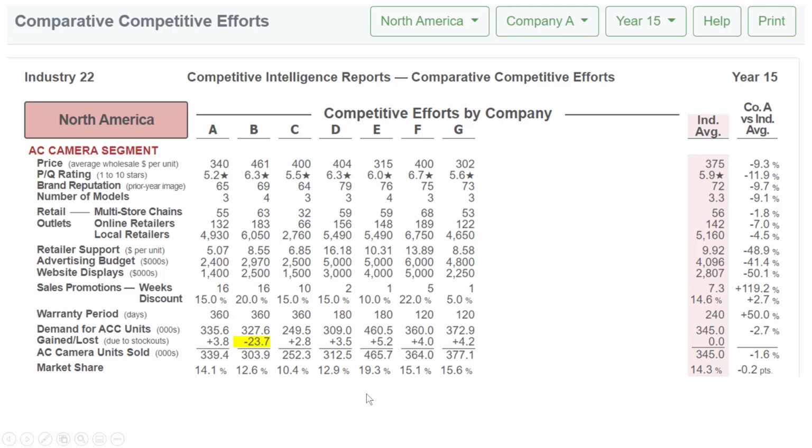And one thing you want to notice about that is whether you are actually meeting demand. Now, company B is not, so they actually have probably enough of an investment in marketing or a very good price and PQ ratio, perhaps. So they have lots of demand, but they neglected to make sure they can make those products. So they're leaving dollars on the table, which is not a good thing.